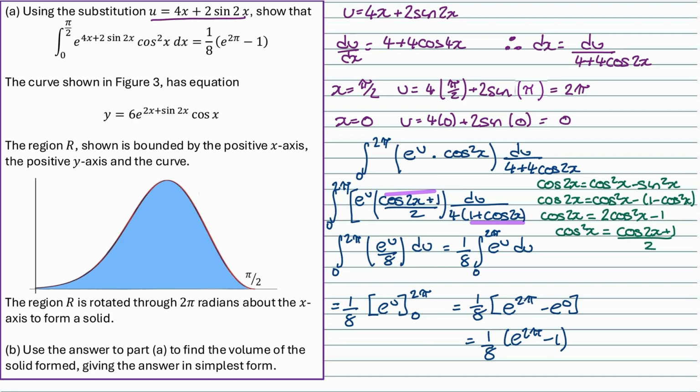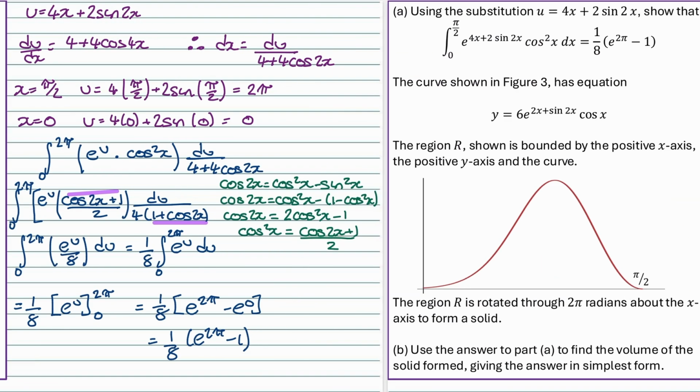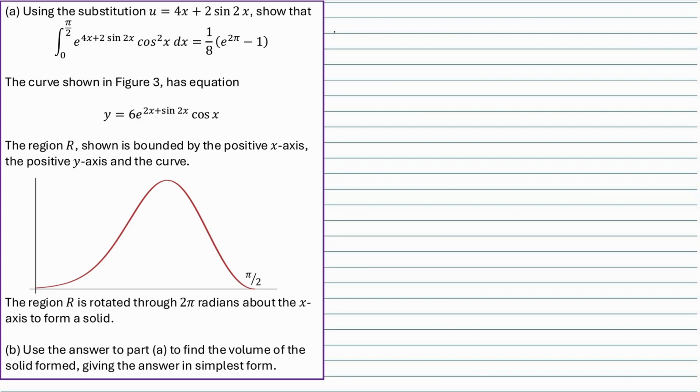And for part B, we need to revolve this curve 2 pi radians about the x-axis to create the volume of revolution. So if I start a new page, because it's revolved around the x-axis, we know the volume will be pi multiplied by the integral between the limits of 0 and pi over 2 of y squared dx. So now we need to work out y squared. So I'll substitute this for y into the integral, and then we need to square it.